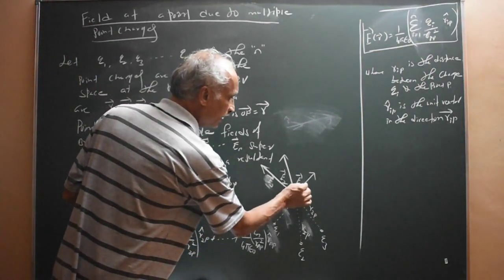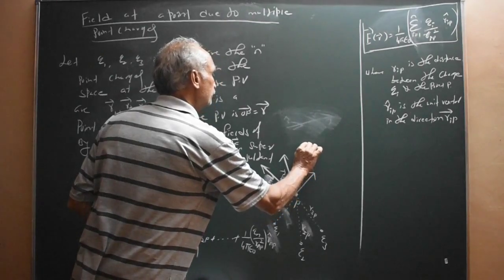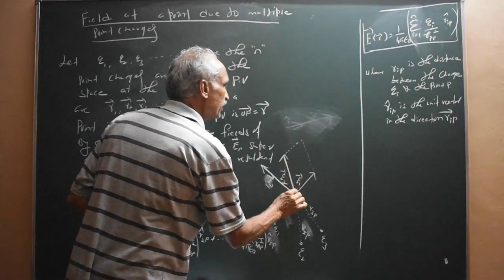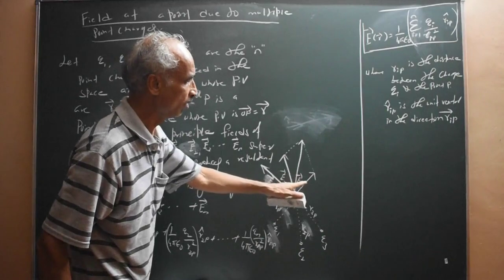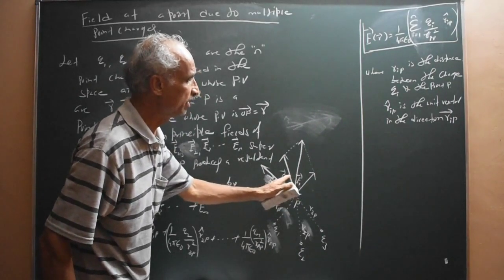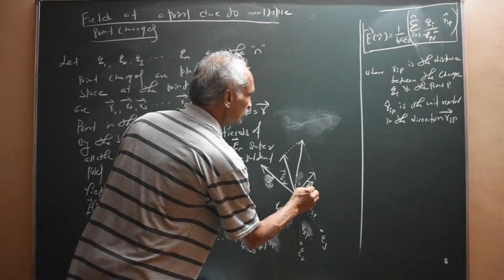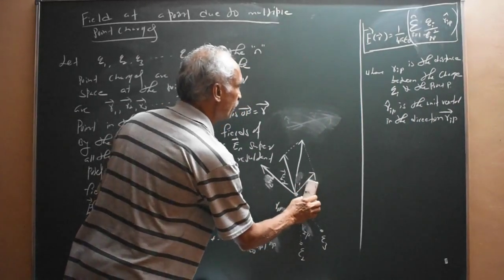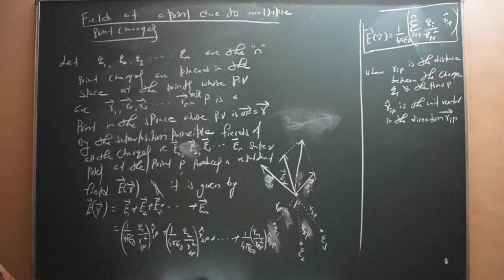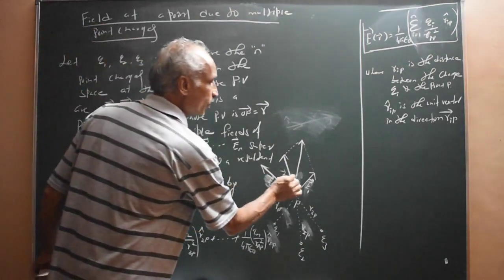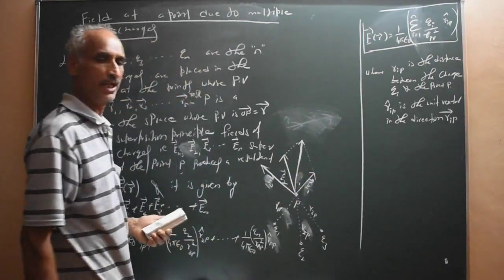Look here, E1 bar and E2 bar are the two adjacent sides of the parallelogram. You complete the parallelogram. Now this diagonal gives the resultant of E1 bar and E2 bar, where the adjacent sides are E1 bar and E2 bar. Parallelogram is completed and the resultant of E1 bar and E2 bar is given by the diagonal of the parallelogram.